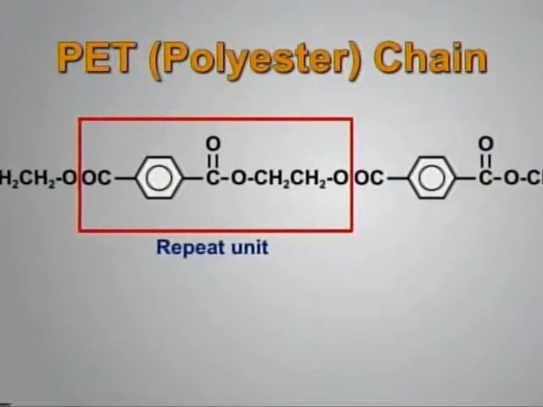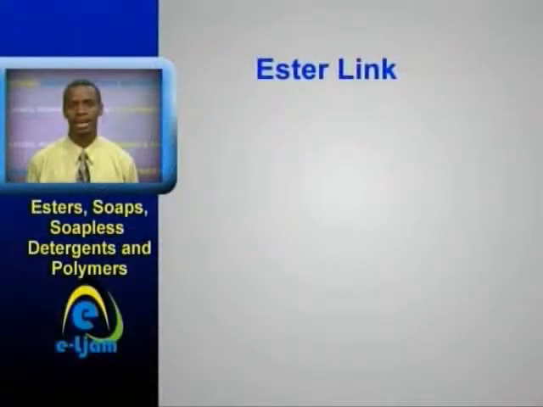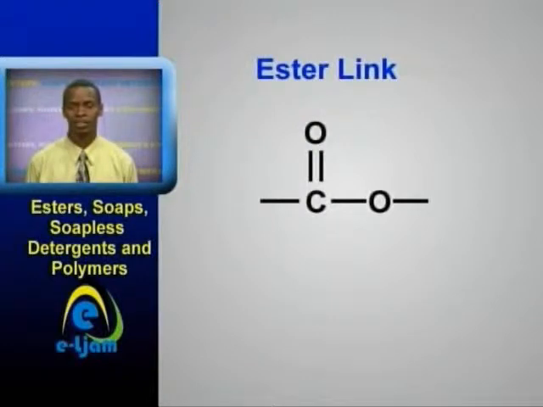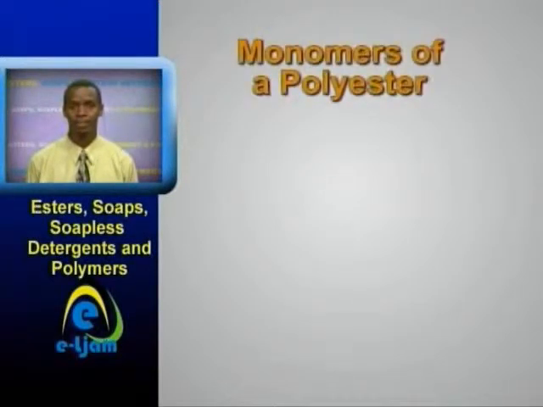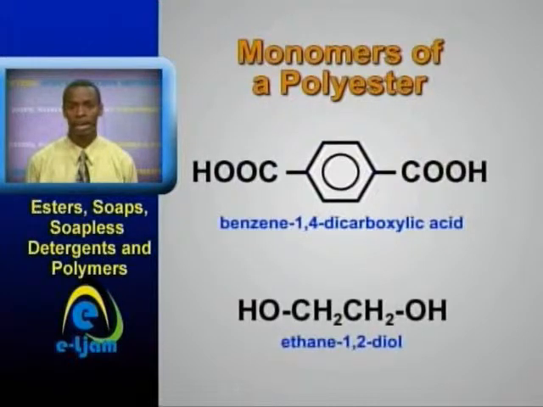Polyester is a polymer where the individual structural units are held together by ester linkages. An ester link has the displayed formula as shown. A polyester is made by a reaction involving an acid with 2 COOH groups, a dicarboxylic acid, and an alcohol with 2 OH groups, a diol.